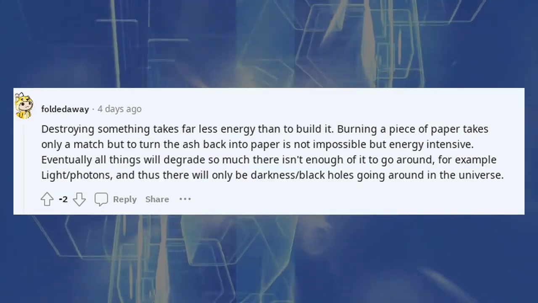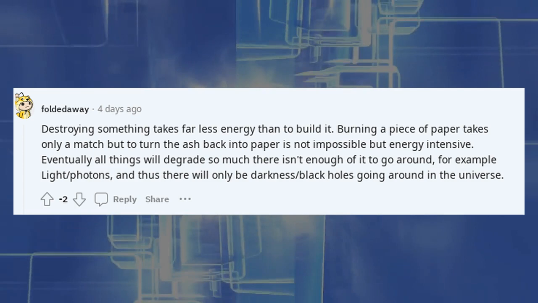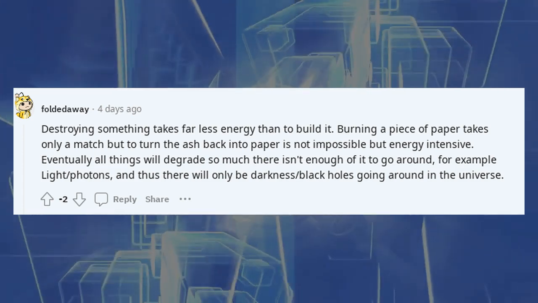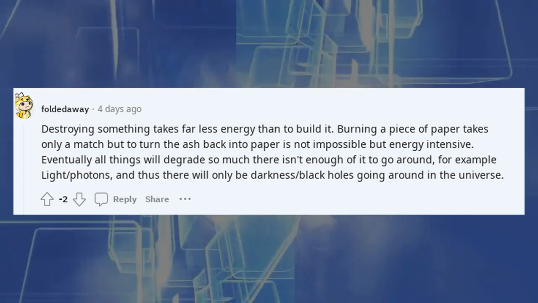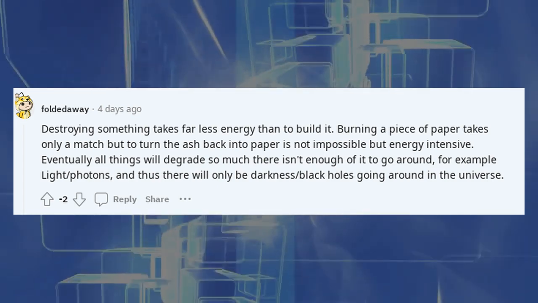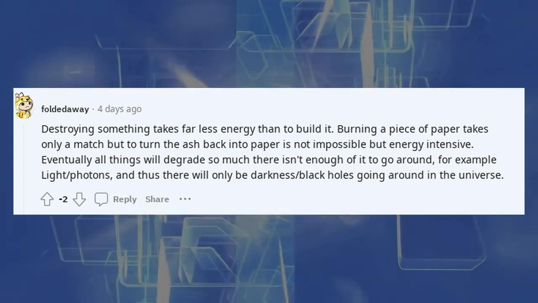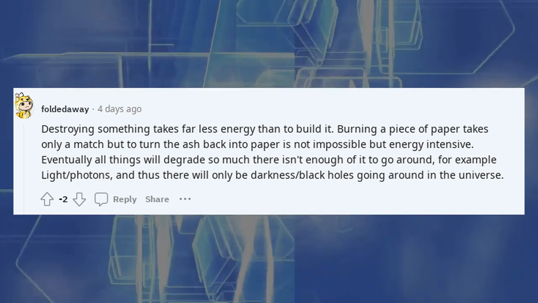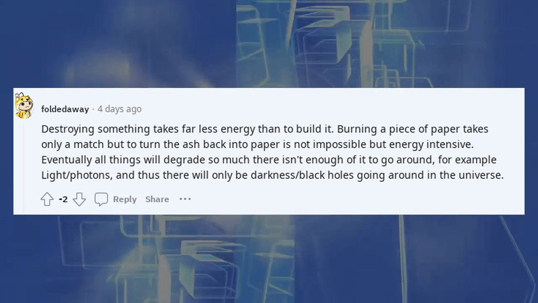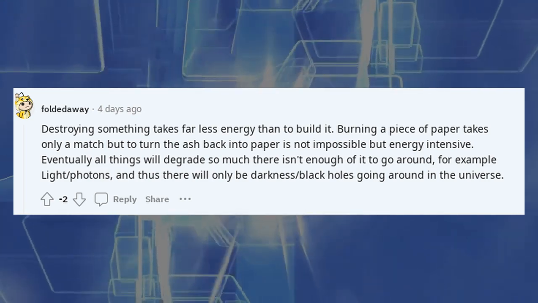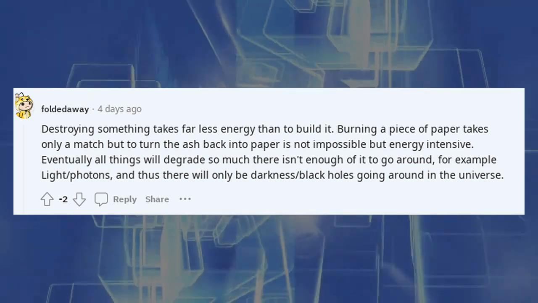Destroying something takes far less energy than to build it. Burning a piece of paper takes only a match, but to turn the ash back into paper is not impossible, but energy intensive. Eventually all things will degrade so much there isn't enough of it to go around, for example, light photons. And thus there will only be darkness, black holes going around in the universe.